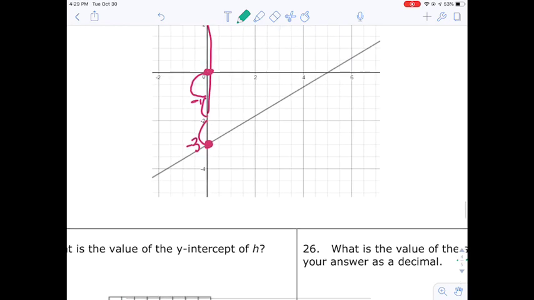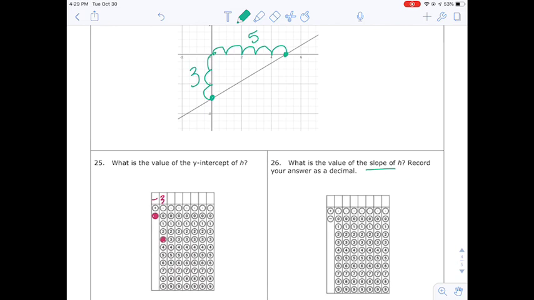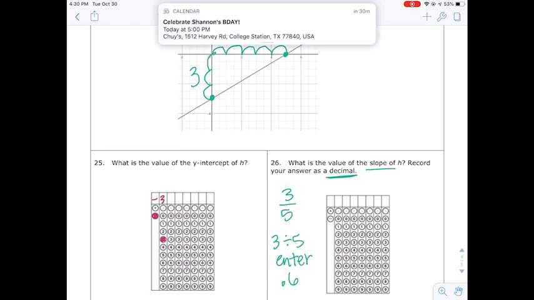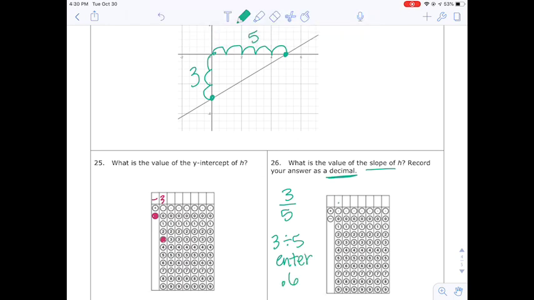26 is asking for the slope. So if I use this and maybe my x-intercept, I could identify the slope here. From point to point, I go up 1, 2, 3, and then I go over 1, 2, 3, 4, 5. So my slope is 3/5. They ask me to write this as a decimal. So in my calculator, I do 3 divided by 5, enter. And it tells me that's the decimal 0.6.